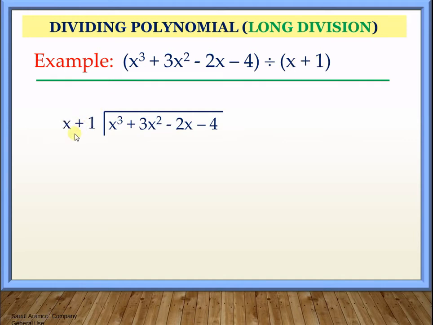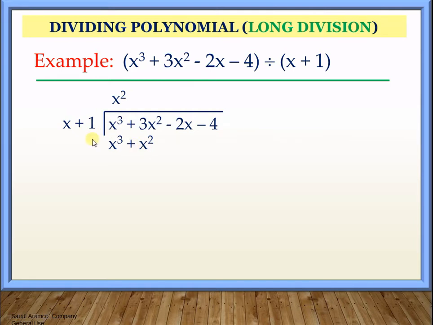Again, what was the first step? Check the leading term of this. So x cubed divided by x will give us x squared. Again, when we place something up, we have to return it back by multiplying it to the divisor. So x squared multiplied by x, and x squared multiplied by positive 1. So x squared times x is x cubed, and x squared times positive 1 is positive x squared.